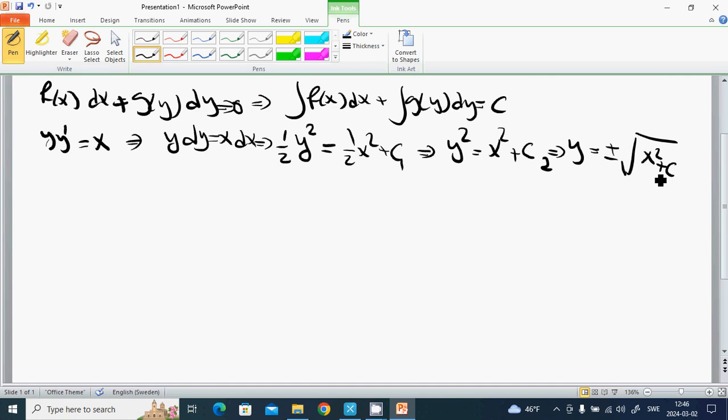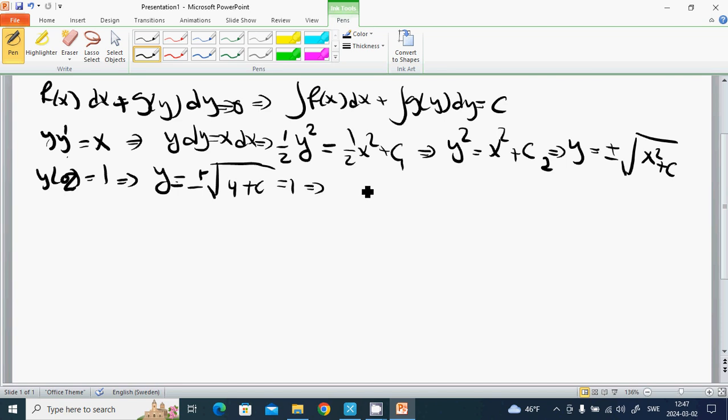This is a hyperbola. We are going to study the case where y(0) equals 1, y(2) equals 1, then y equals plus or minus the square root of 4 plus c equals 1, then 4 equals 1 minus c, then c equals minus 3.